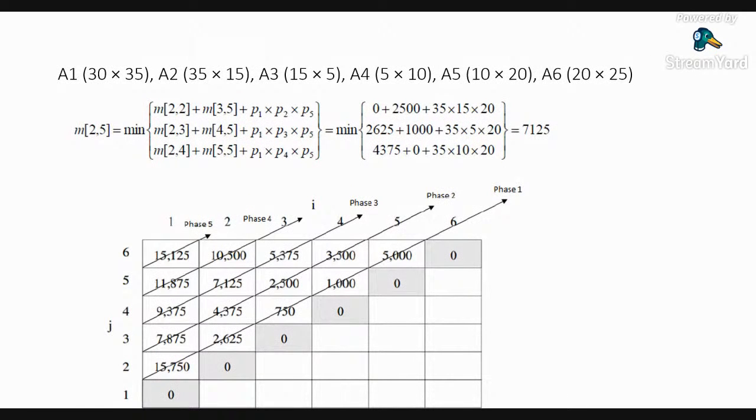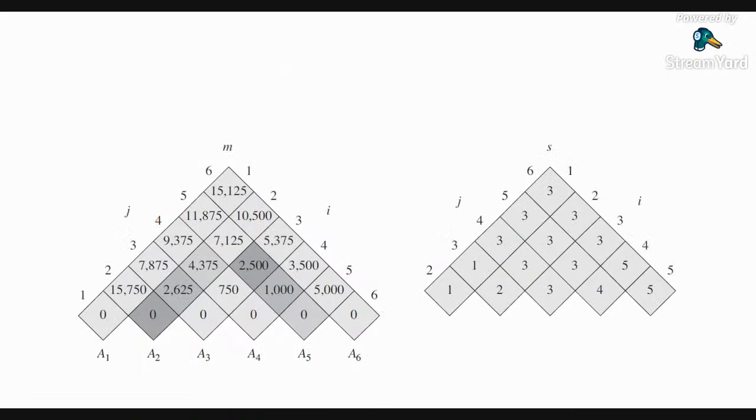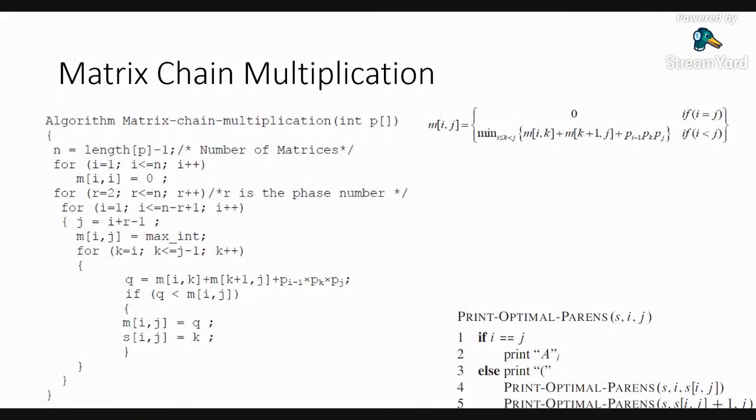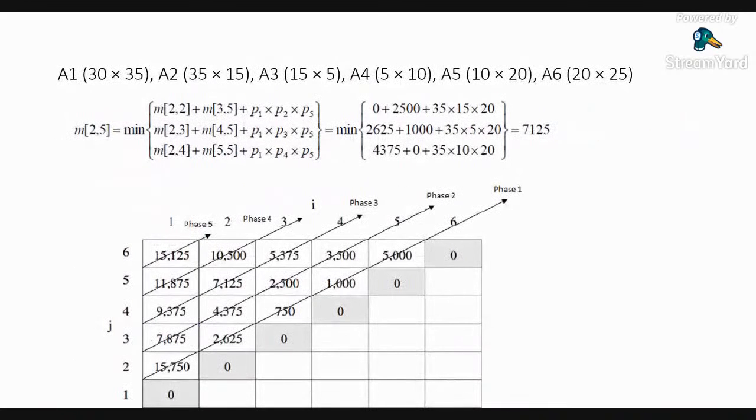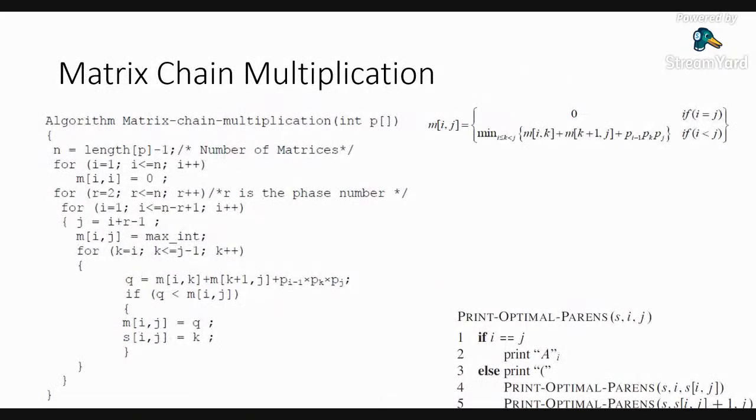If 6 matrices are there, then how many phases will be there? Phases will be 2 to n, and 2 to n means how many times? 2 to n means n minus 1 times. What is the value of n in this example? The value of n here is 6, and n minus 1 is 5. So here you can notice that 5 phases are there. So what does it mean? When r is equal to 2, we will be computing the first phase. When r is equal to 3, then the second phase. When r is equal to 4, then the third phase, and so on.